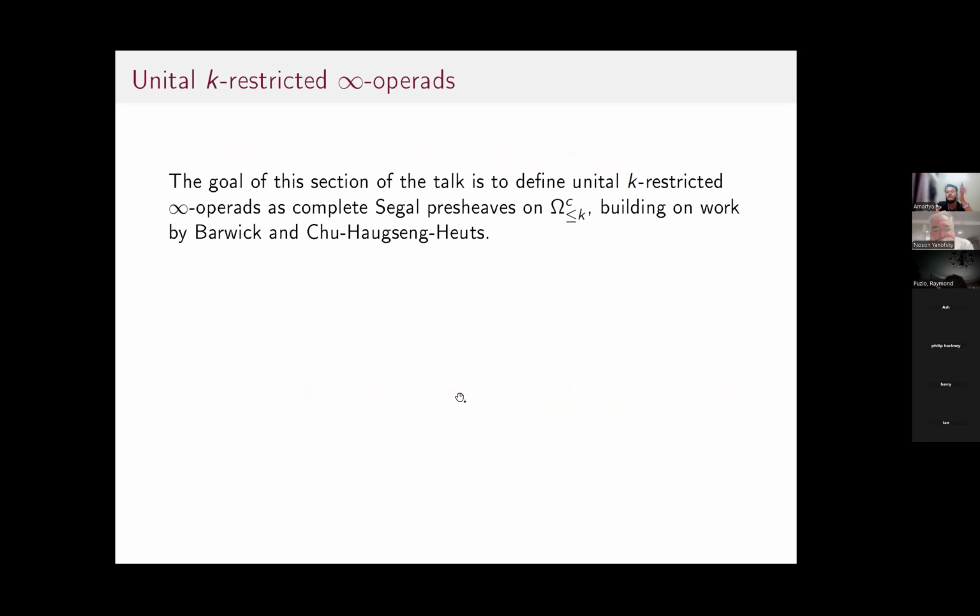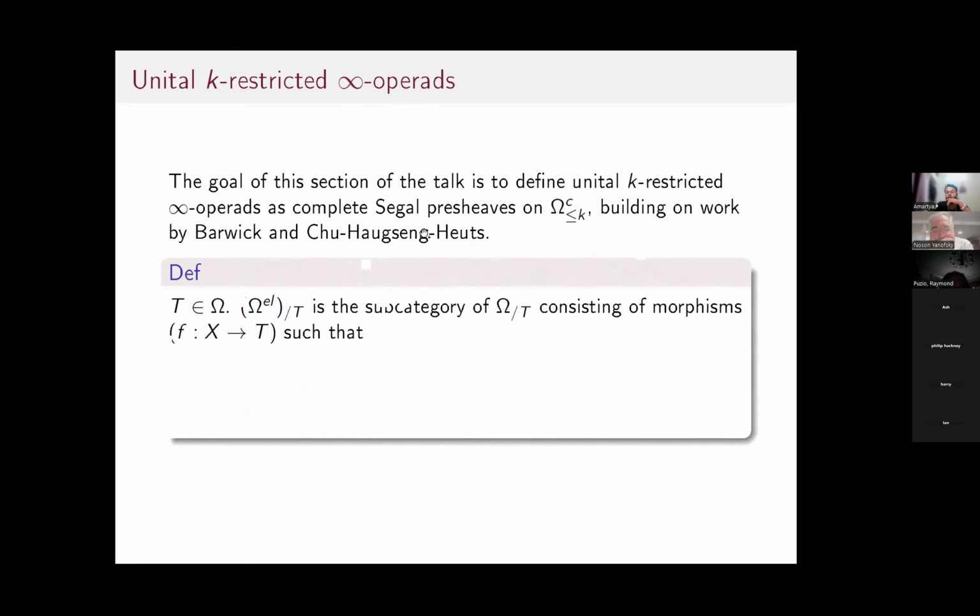So the goal of this section, which is the last part of the slides, is that I'll try to define what a unital k-restricted infinity operad is. What we are going to do is use this Segal presheaf model, which builds on work by Clark Bowick and Shu Hoxing Hertz. So we'll see what I mean.